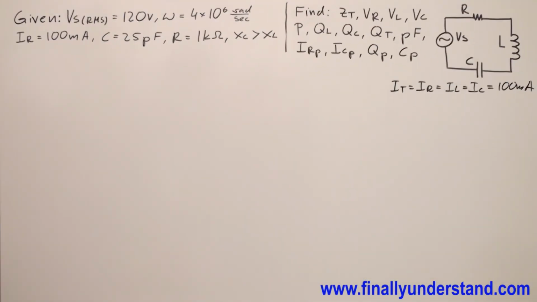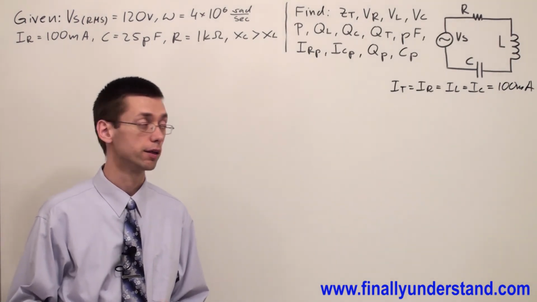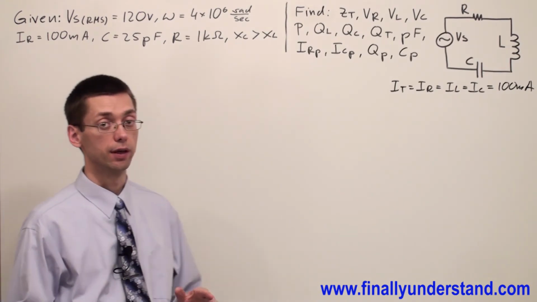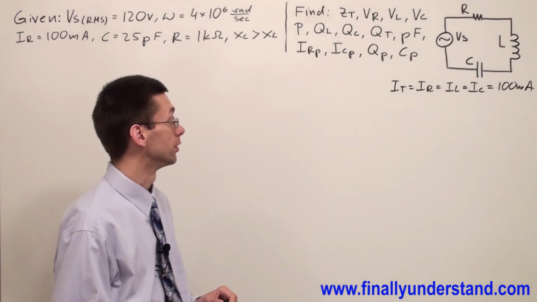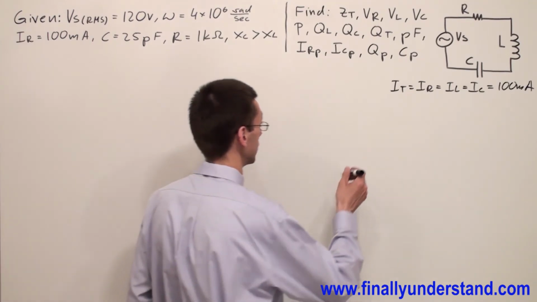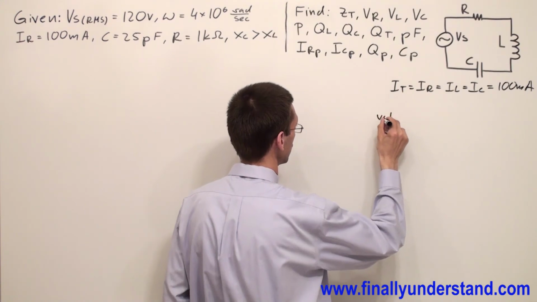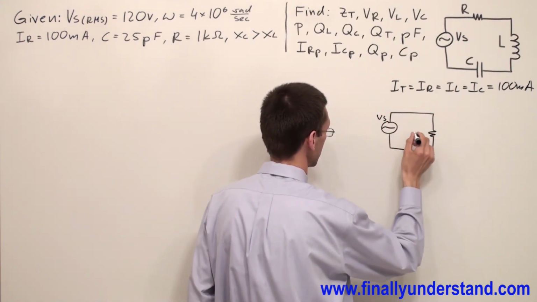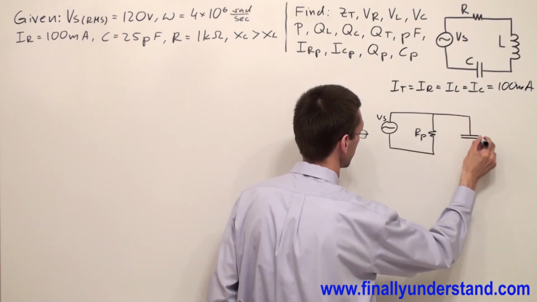Now we are ready to find the current in the parallel equivalent circuit. So because the capacitor is taking over the inductor, in the parallel equivalent circuit, we are going to have a voltage source, we are going to have resistance, and we are going to have capacitance.